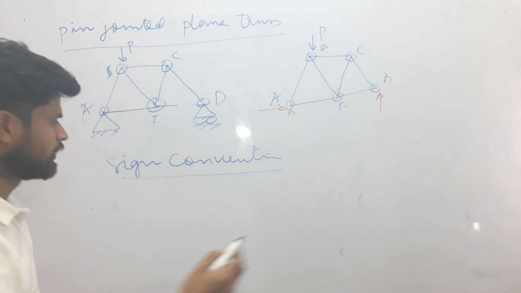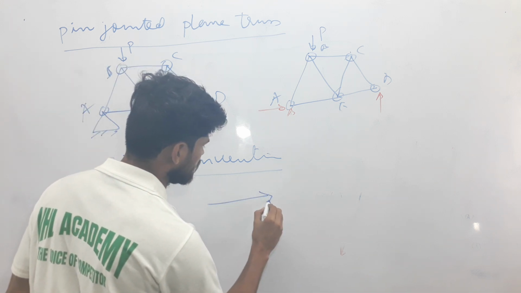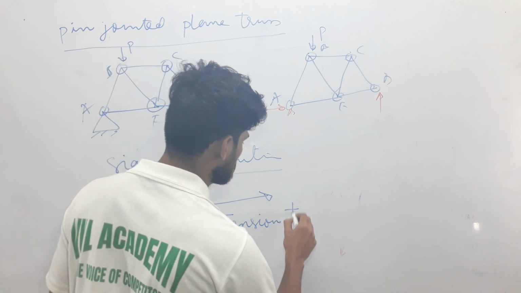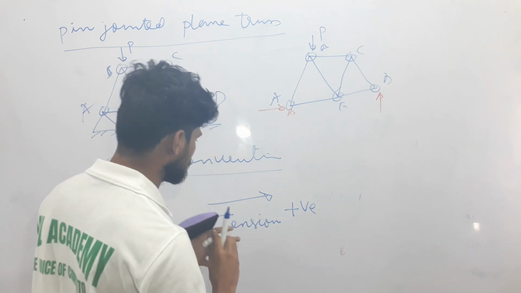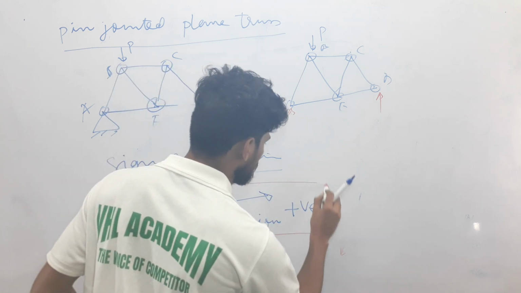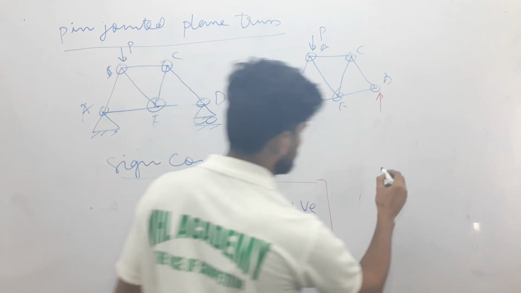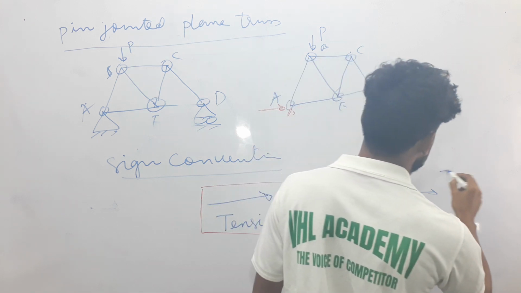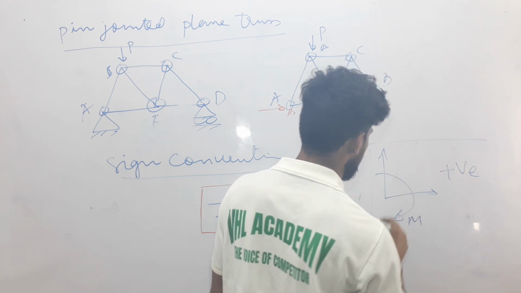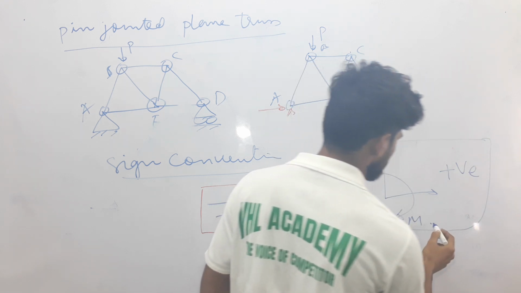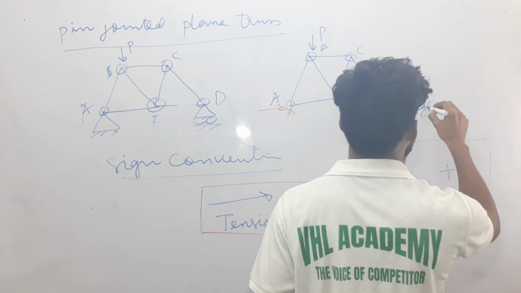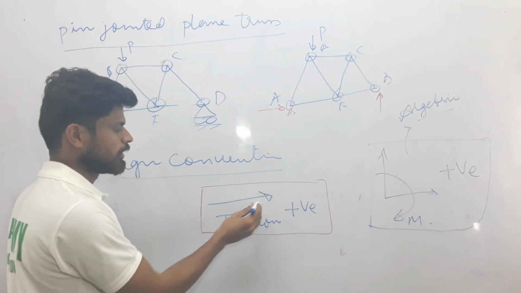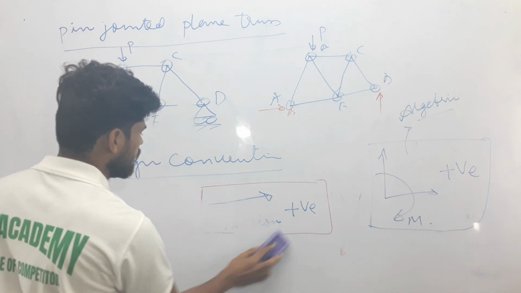The sign convention: in this direction, we take it as tension. A tension that is positive. As per algebraic, we take positive for algebraic equations. This is for the direction of force in tension. Right? The next one.